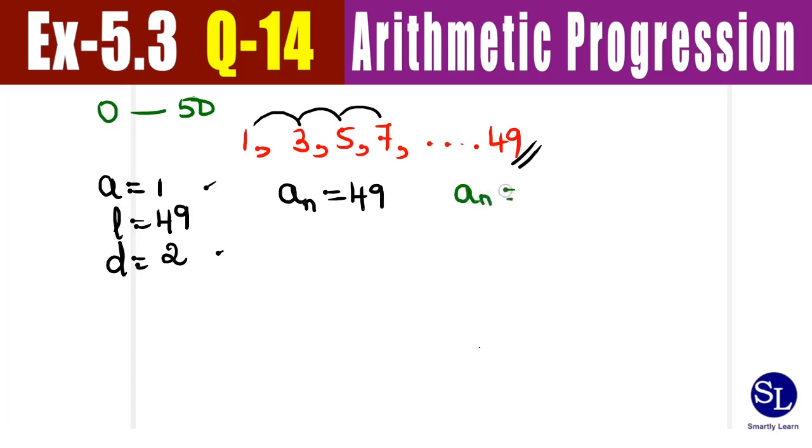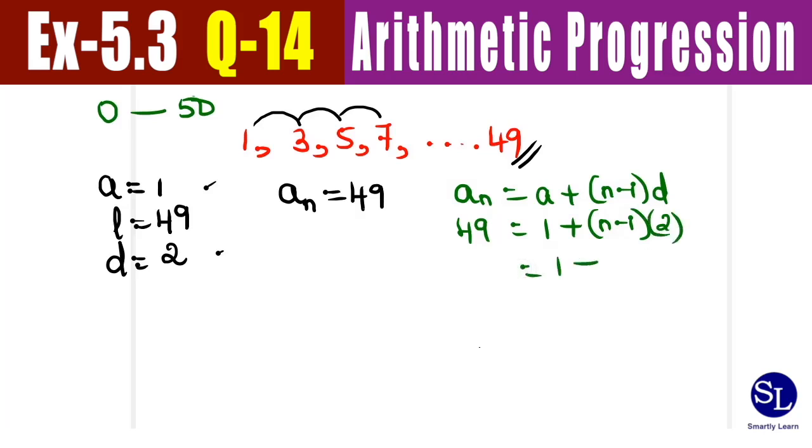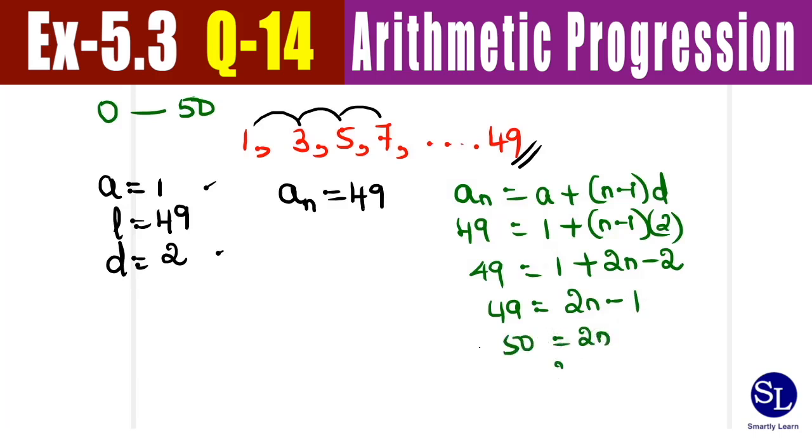So a_n is equal to a plus (n minus 1)d. So 49 is equal to 1 plus (n minus 1) into 2. So this is 1 plus 2n minus 2, which is 49 actually. So 49 is equal to 2n minus 1. So if you carry it here, 50 is equal to 2n. So n is going to be equal to 25. So we got the value of n also to be 25.